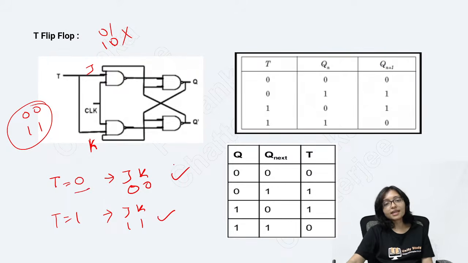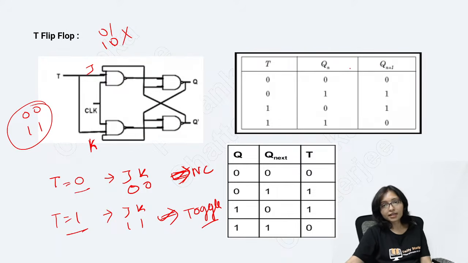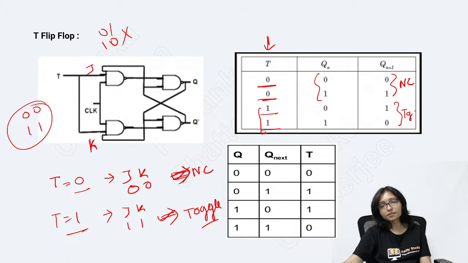So when T is 0, that means what? No change. When T is 1, that means what? That is toggle. It will toggle here. T is 0 means no change. Here these are no change. Here T is 1, that means toggle, that's why here it toggles.